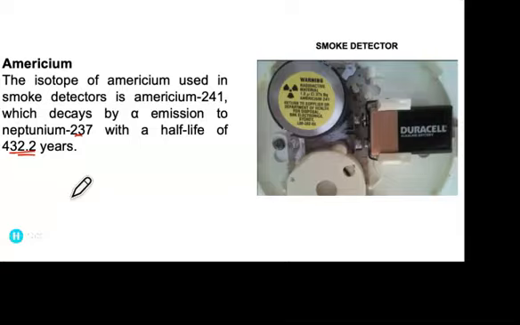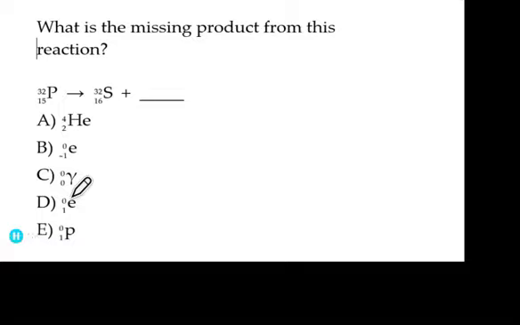All right. You know what this is, right? Where do you see that? A smoke detector. Now it's your turn. What's the missing product from this reaction? You're starting with phosphorus 32, and it looks like it emitted a particle we don't know. In turn, it made a sulfur. Remember how I gave you the example of a carbon changing to nitrogen? So it's the same idea. This is what I was saying.